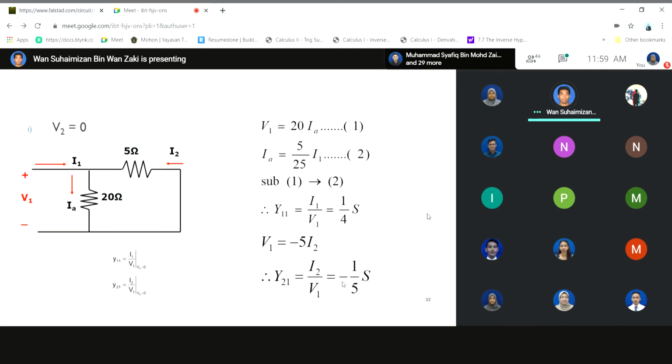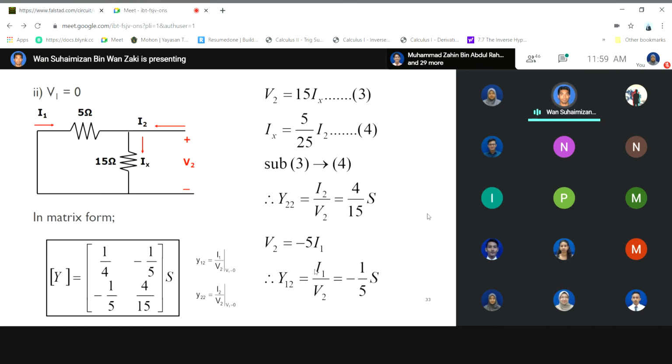Right? So negative 1 over 5 Siemens for Y21. Next, second test, you set V2 equals to 0. This is short circuit for V2. What you need to do next, you determine the ratio for Y22 equals I2 over V2, and then Y12 equals the ratio between I1 and V2.